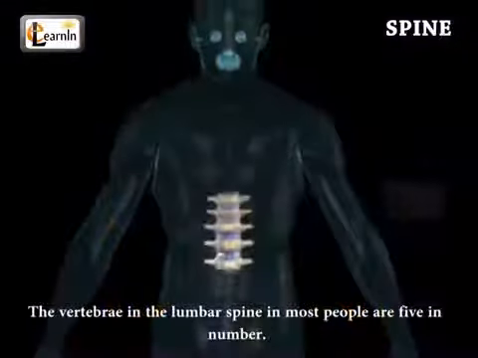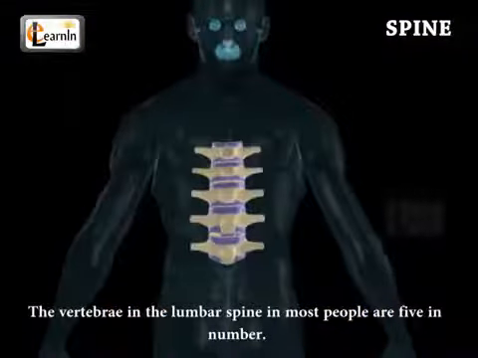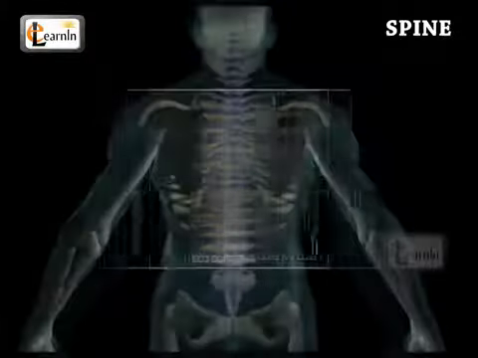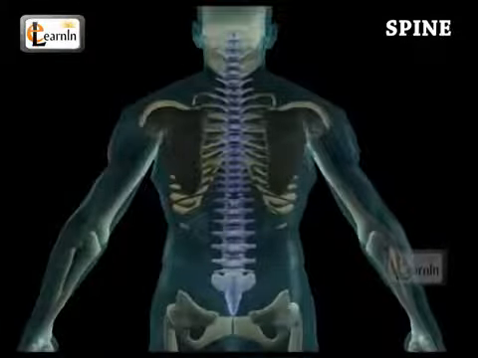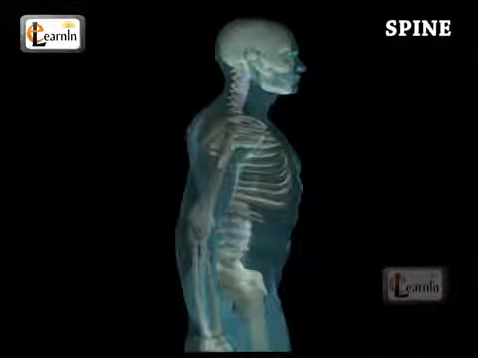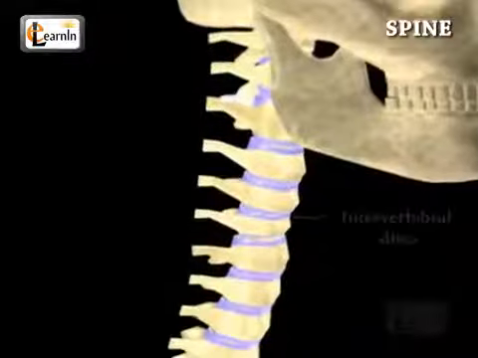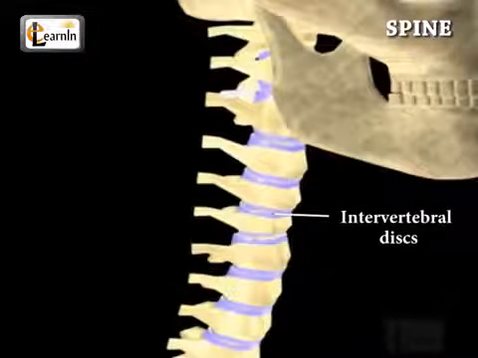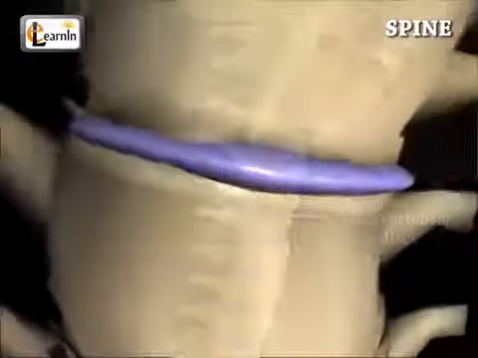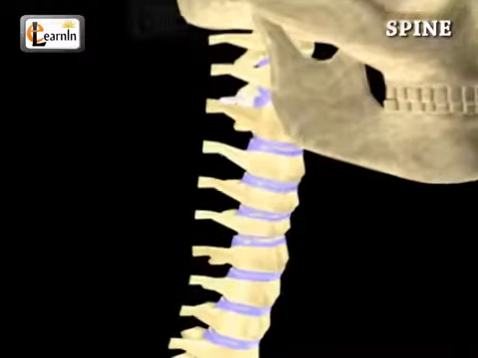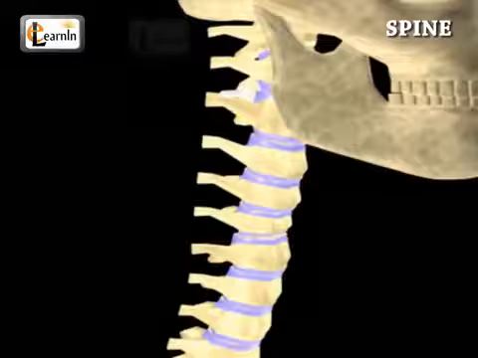The vertebrae in the lumbar spine in most people are 5 in number. They are larger than the thoracic or cervical vertebrae. They carry most of the body's weight and support flexibility and extension. Each of the vertebrae is supported by a fibrous disc, known as the intervertebral disc, that acts like a cushion between the bones. The body of the vertebrae provides a resting place for these fibrous discs.